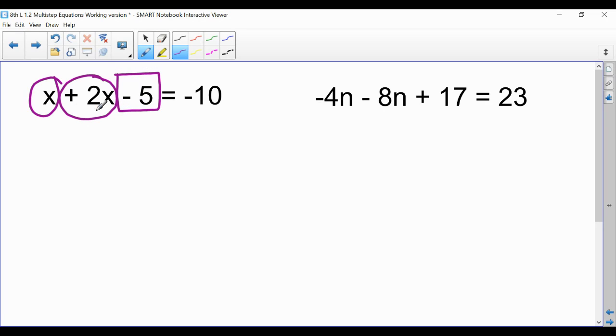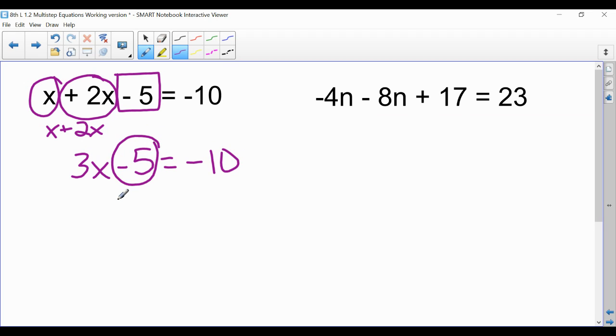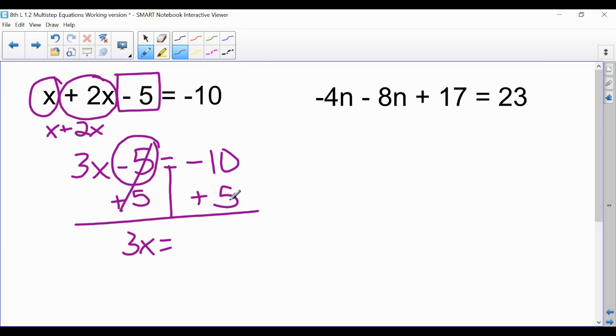That is only on the left-hand side of the equal sign. So x plus 2x is 3x, and then I have a minus 5 equals negative 10. Our constant is a negative 5. To move it, I'm going to do positive 5 underneath both sides. I'm left with 3x equals, then I have negative 10 plus 5.